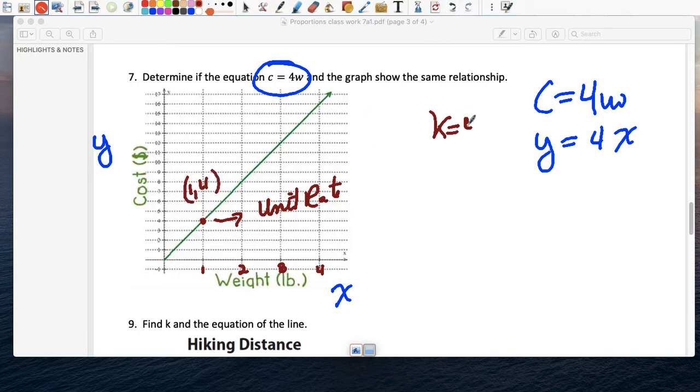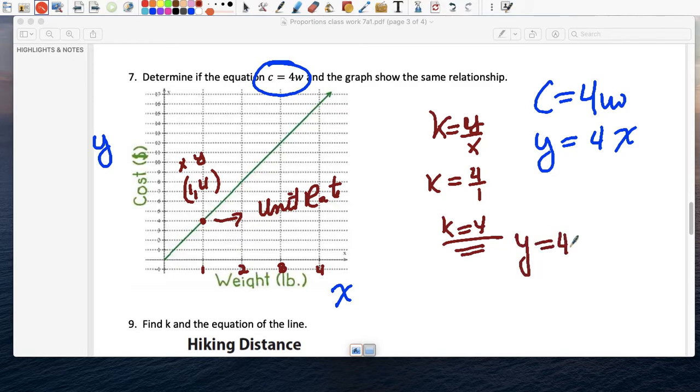Now, I'm going to prove it to you because ese punto es 1 y 4, right? So we can do y over x. K equals, and y is 4, x is 1, perdón. 4 over 1. And k equals 4. Yeah. So what's the equation of my line? Y equals 4x. So, ¿está correcto esto? Is that correct? Yes. Okay.